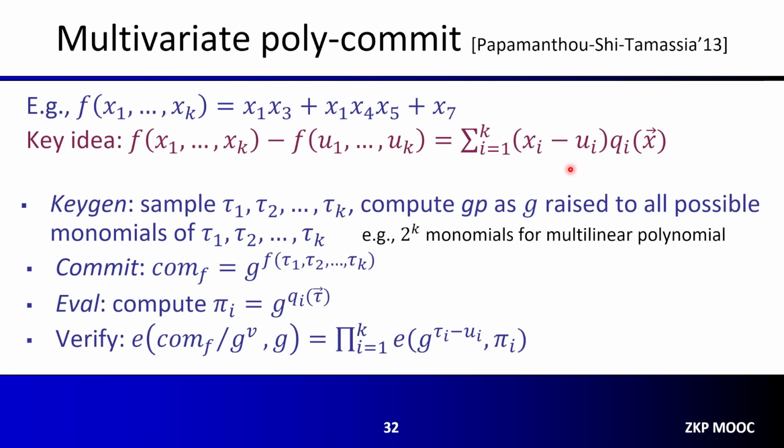In terms of efficiency, the commitment and the evaluation have the same complexity as before. Assuming that n is the total size of this polynomial, both of them are order of n group exponentiations. But the scheme does introduce an overhead on the proof size and the verifier time. Now the proof size becomes order of k, which is order of log n, for example, for a multilinear polynomial. And the same applies to the verifier time. So this is the scheme for multivariate polynomial commitment.